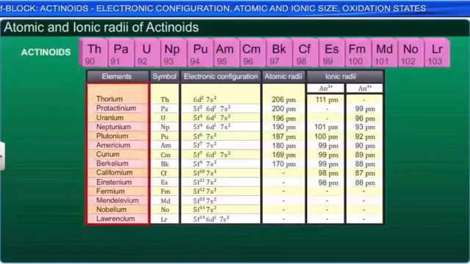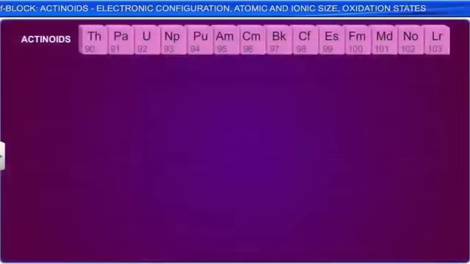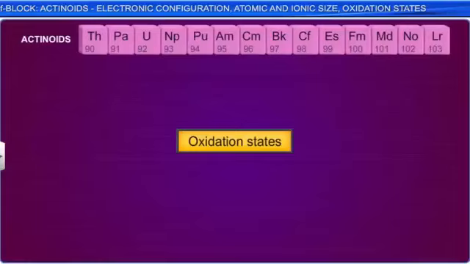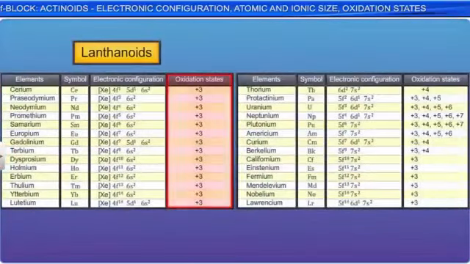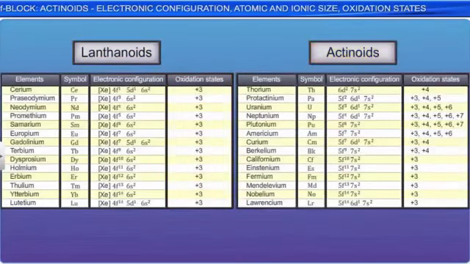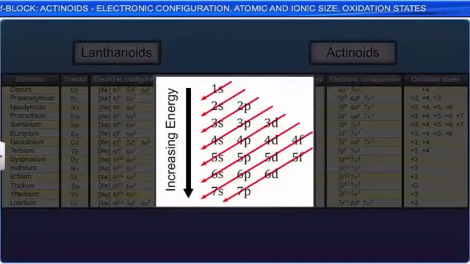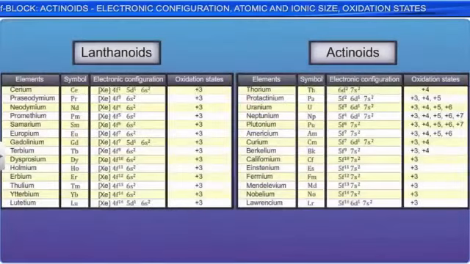Now, let's talk about the oxidation states of these elements. Unlike lanthanoids, actinoids show a variety of oxidation states. This is attributed to the small energy difference between the 5f, 6d and 7s levels. The oxidation states of these elements are given in the table. You can see that +3 is the common oxidation state of actinoids.